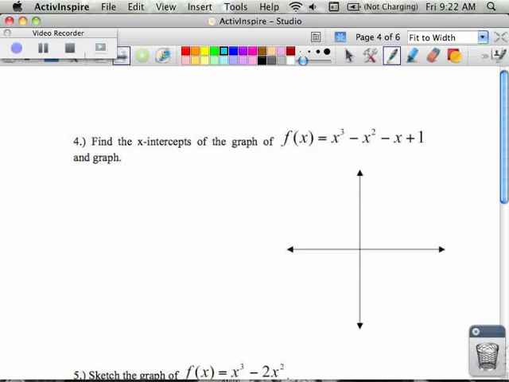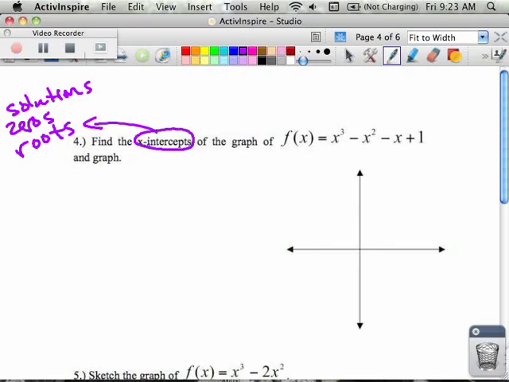Zeros, or the x-intercepts, excuse me, sometimes we have other words for just x-intercepts. So sometimes they're called zeros, sometimes they're called solutions, sometimes they're called roots, and in this case they're using the phrase x-intercepts. If you see any of those phrases, as a general idea, they're talking about where this thing crosses the x-axis.